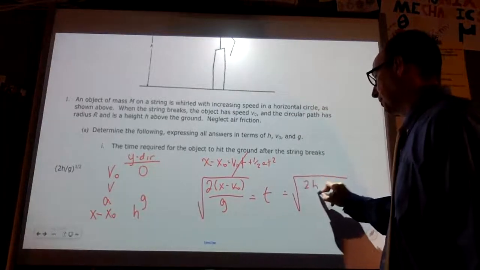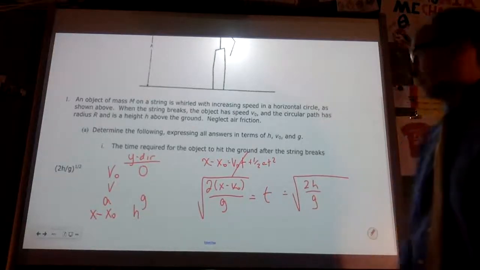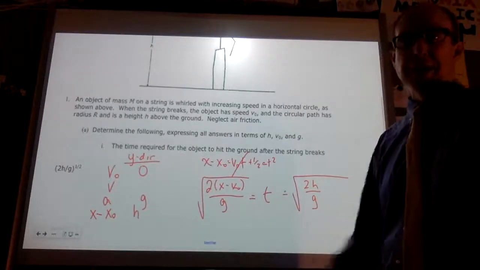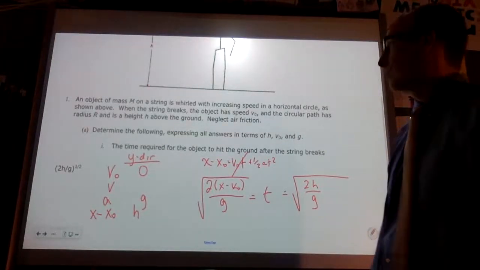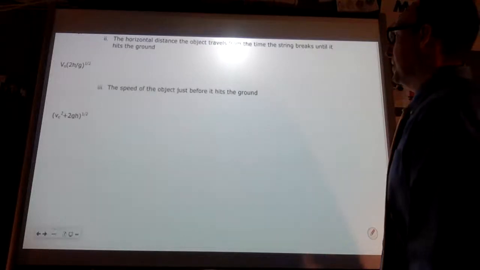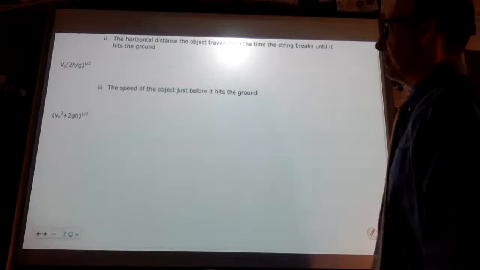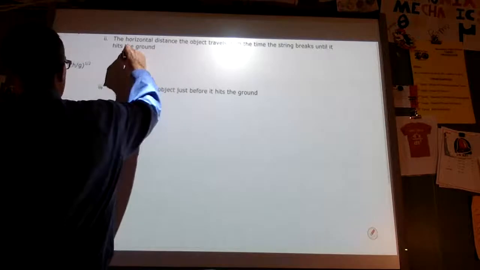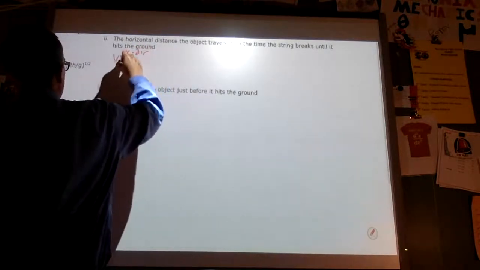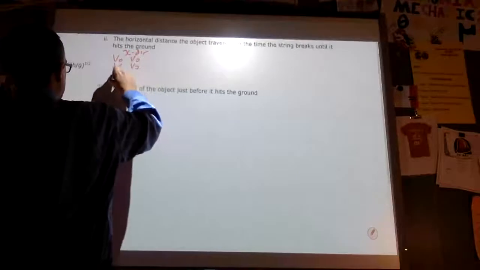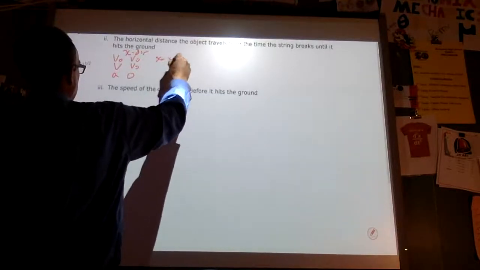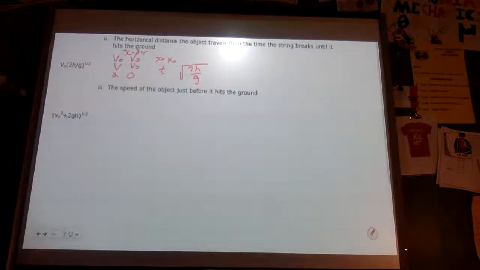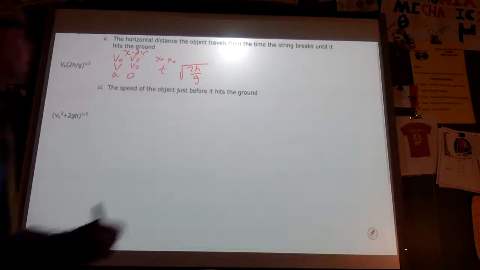I'm going to use their letters. So it is radical 2h over g. And if I made g negative and h negative, I would end up with the same thing. The horizontal distance the object travels from the time the string breaks until it hits the ground. So it's moving at v naught. So in the x direction, v naught is v naught, v is v naught, a is 0. I don't know x minus x naught, but I know that my time is radical 2h over g.